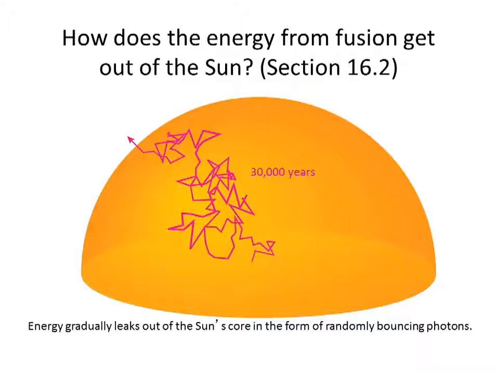So here in the third mini lecture we are covering more of the material from section 16.2 and a little from section 16.7. And we learned in the last mini lecture that fusion produces energy in the center of the sun. If we want to see that energy here on Earth, that energy has to get out through 700,000 kilometers of the sun's radius. So how does that happen?